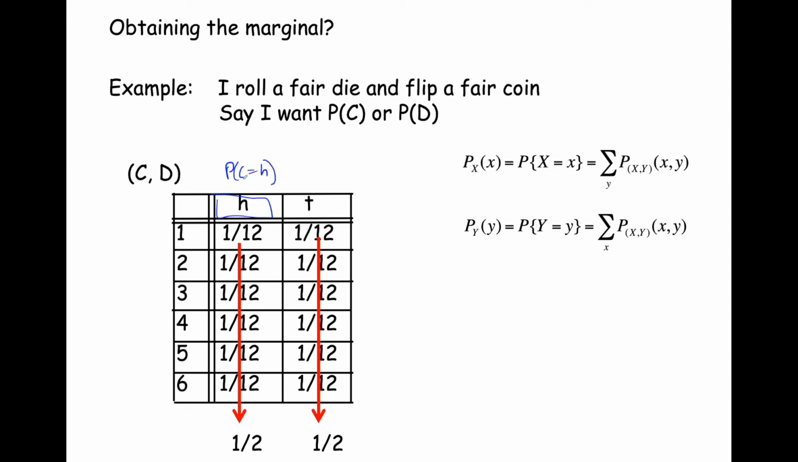We can also do the same thing for tails. Here for the heads column, we sum C equals heads and D equals 1, C equals heads and D equals 2, C equals heads and D equals 3, 4, 5, and 6. So we're adding 1/12 plus 1/12 plus 1/12, a total of 6 times. There's 6 of them, and if we add them together, that's 6/12, which is equal to 1/2. We do the same thing with the probability that your coin flip is equal to tails.